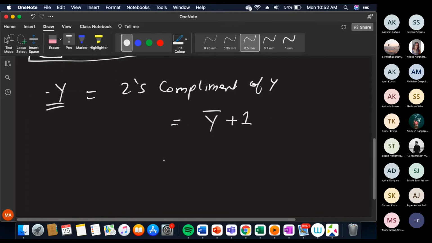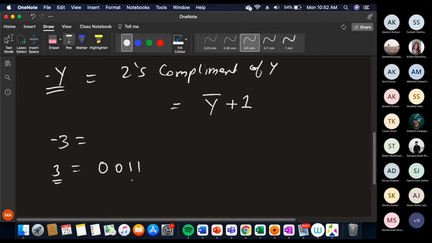I'll just take an example. Let's say मुझे -3 निकालना है. -3 निकालने के लिए आप क्या करोगे? पहले 3 का 1's complement निकालो. What is 3 first? Tell me what is 3? 3 is nothing but 0, 0, 1, 1.